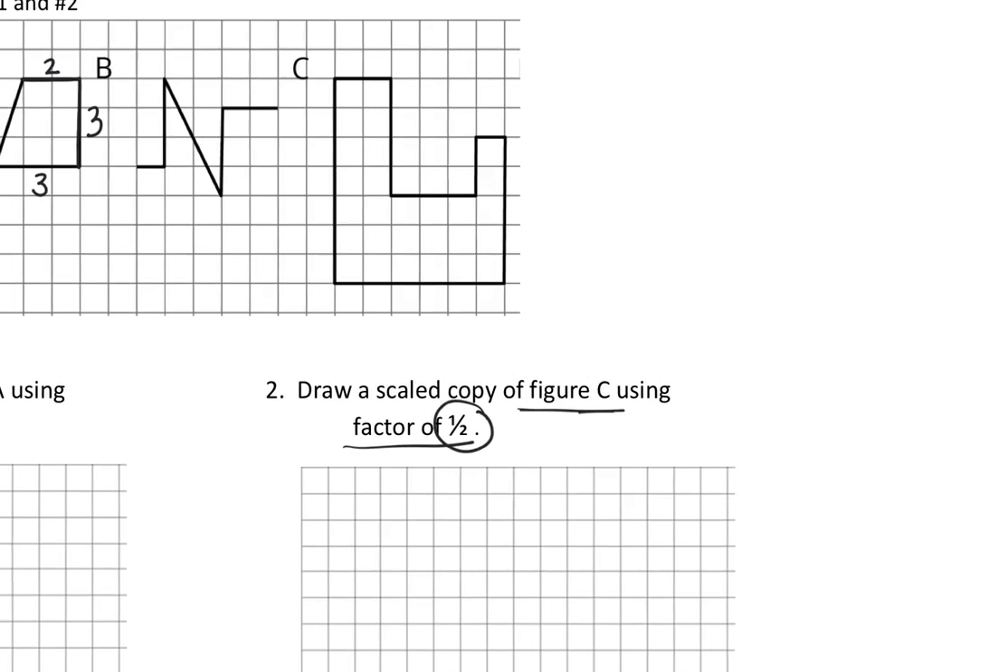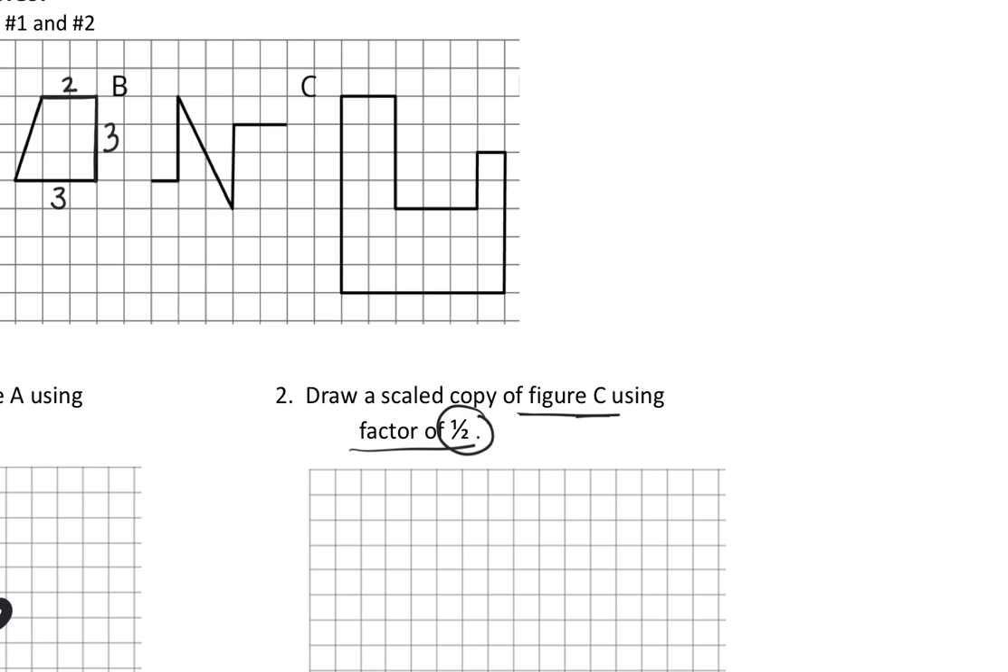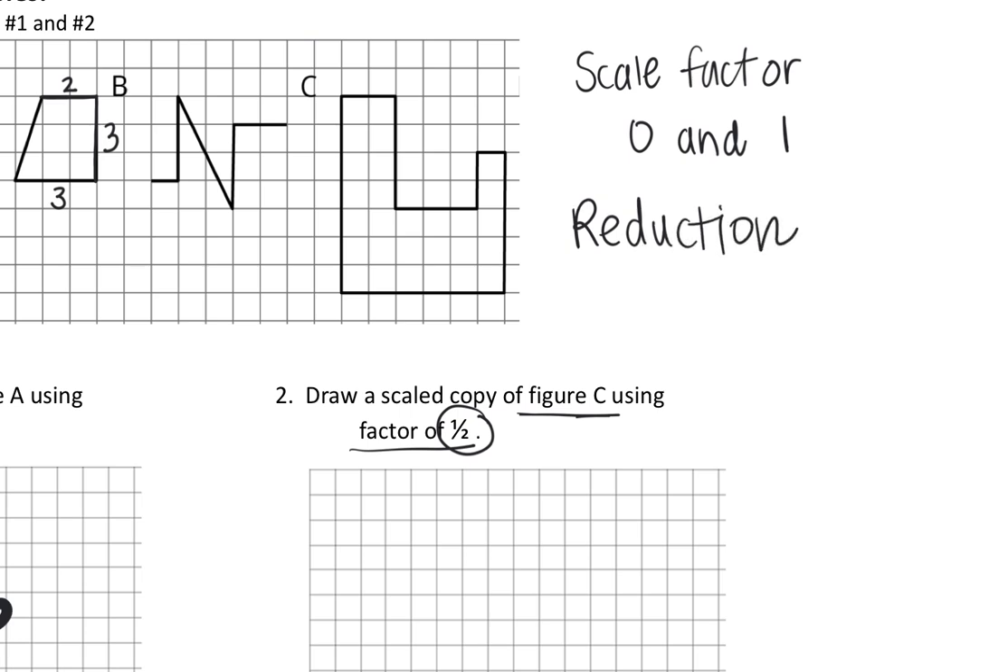I want you to recall from a couple weeks ago, if you have a scale factor between 0 and 1, then this is called a reduction. So right now what we're going to be doing is a reduction. My figure is going to get smaller. Again, why is it a reduction? Because my scale factor is 1/2. It's less than 1, but greater than 0. So this is called a reduction.